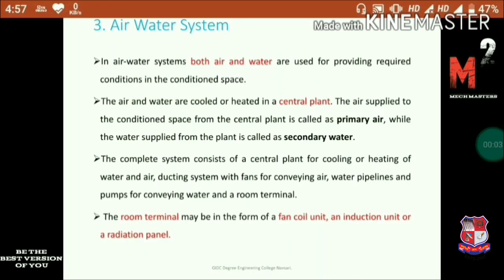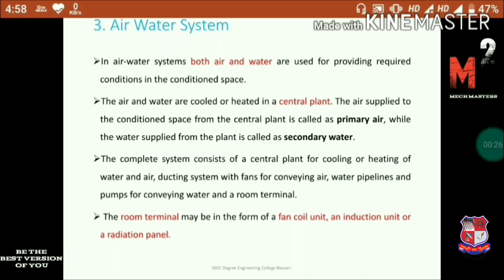Good morning, friends. In today's lecture, we learn about the air-water system. In all air systems, we use air as a working medium, and in all water systems, we use water as a working medium. In this type, the air-water system, we use air and water both as a working medium. So in the air-water system, both air and water are used for providing the required condition in the conditioned space.